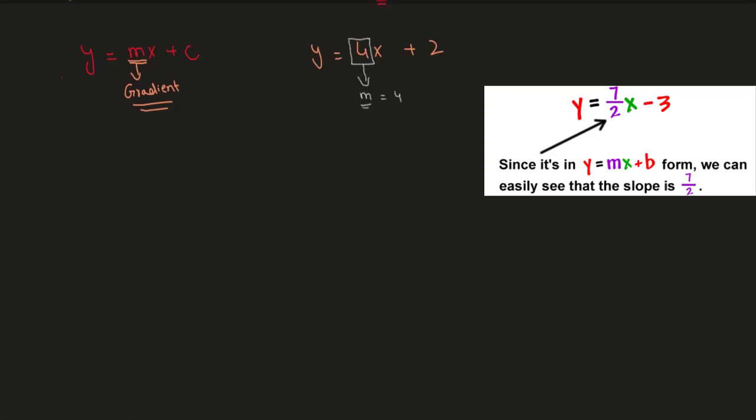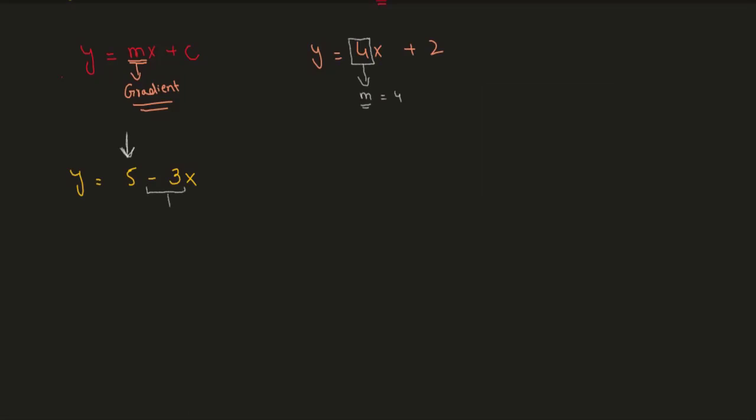Let's try another example. y is equal to 5 minus 3x. Okay, so the common mistake is that by looking at this format, we always assume that the first value would always be the gradient, but that's not the case. We have to be sure that it is not the first value that is the gradient, but the value right next to the x is the gradient. So in this case, the gradient is minus 3.